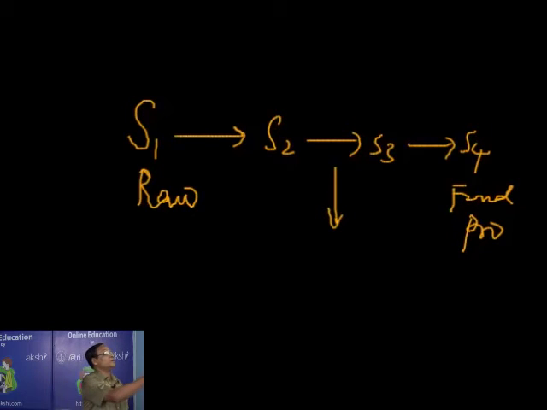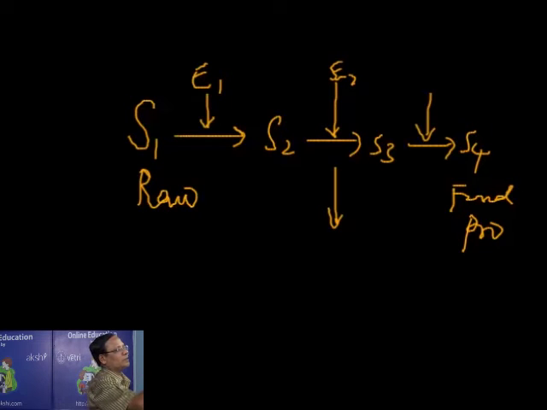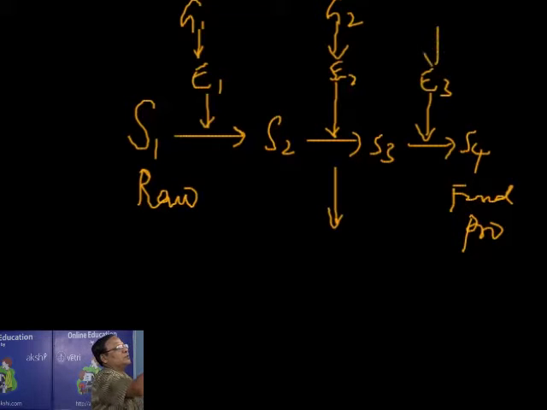Each step in a biosynthetic pathway or metabolic pathway is controlled by a particular enzyme. Say an example of E1. This is enzyme E1, which catalyzes the conversion of S1 to S2. Likewise, S2 to S3 by enzyme E2, S3 to S4 by enzyme E3. And each enzyme is specified by a particular gene. For example, G1 is responsible for coding enzyme E1, G2 for E2, and G3 is the gene for enzyme E3. So this is what I represented as the biosynthetic pathway.